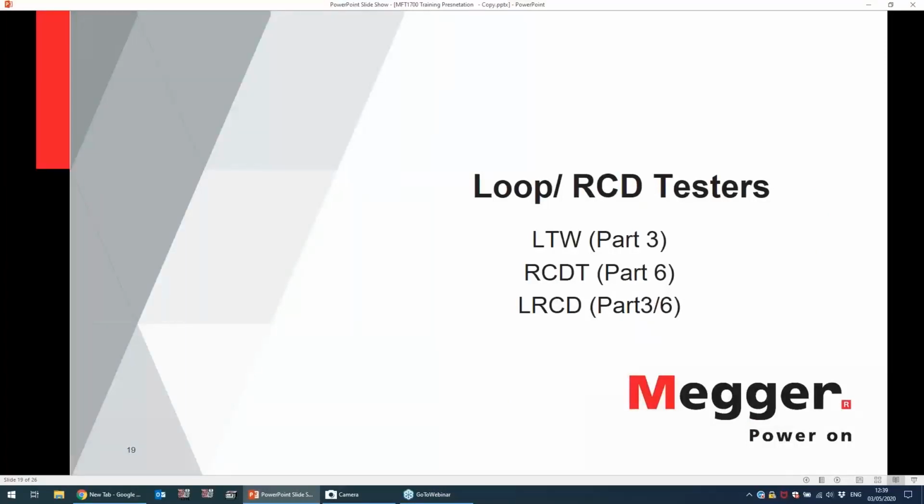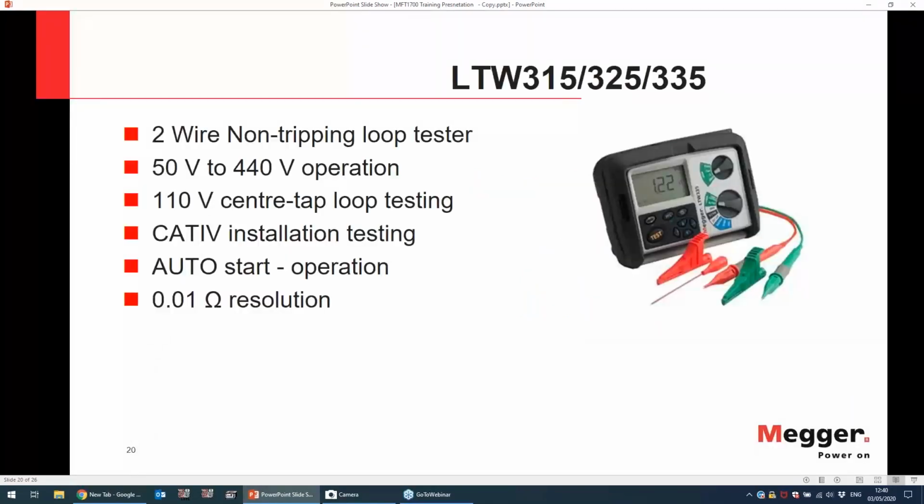Then four, in case you want only to do loop and RCD testing, we have a specific range for you. We have three series of devices for this range. We have the LTW, which has three models with different voltage levels to conduct loop test only. It can do two-wire loop test for protective earth to line, or line to line, or even line to neutral.